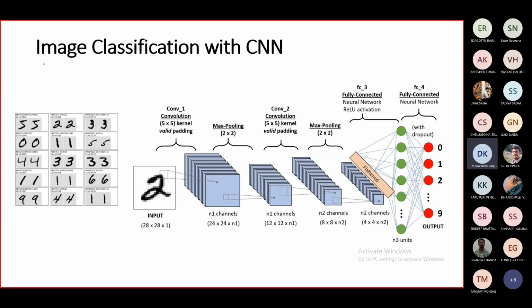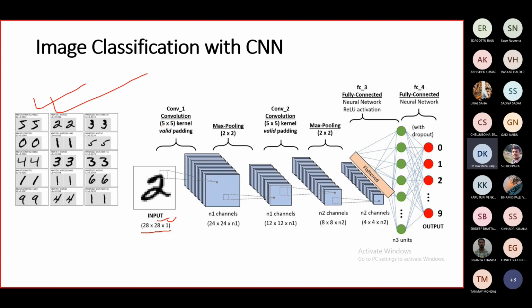Just to show how image classification is done with a convolutional neural network, we can take handwritten digits as the input. Let us consider this is the handwritten digit 2, and the dimension of this input is 28 by 28 by 1. 28 is the number of rows, 28 is the number of columns, and the third component 1 represents the channel. 1 means this is a grayscale image. When we have an RGB or color image, this 1 will be replaced by 3.